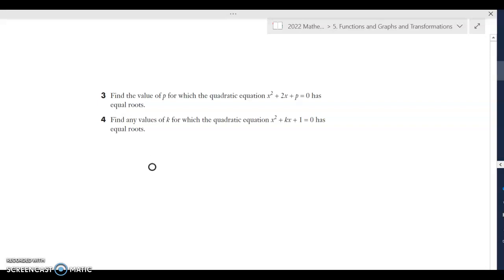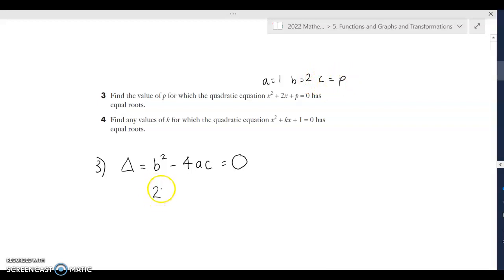Okay, we need to go back. We need to have a look at when we get equal roots. What happens with the discriminant? The discriminant would be equal to b squared minus 4ac. It's either going to be greater than 0, equal to 0, or less than 0. If we had equal roots, that means we have two roots that are the same. So that's the second one, where it's equal to 0. In this case, on our first one, a is 1, b is 2, and c is p. Let's pop that in and see what we get here.